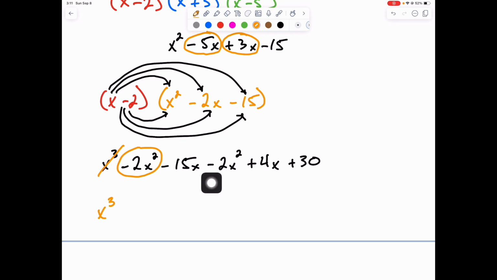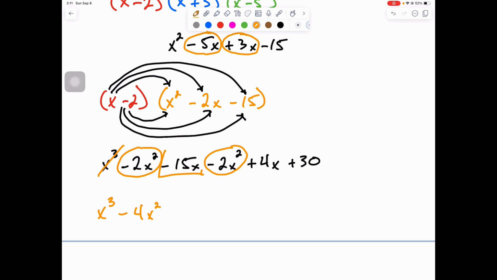Reason being, I noticed right away, I'm like, oh my goodness, there's another negative 2x squared. Negative 2 minus 2 is negative 4. Don't forget your x squared. Yes, it stays squared because we're simply adding and we're not multiplying.